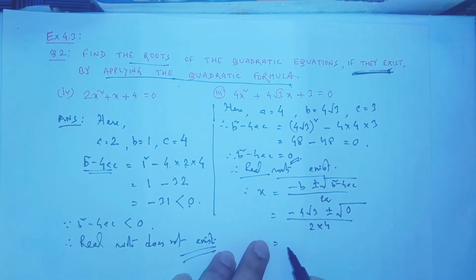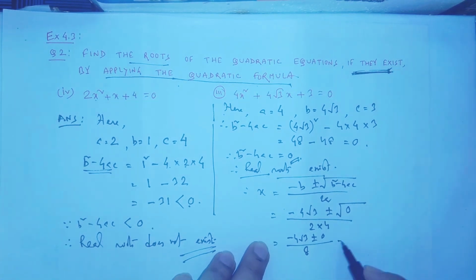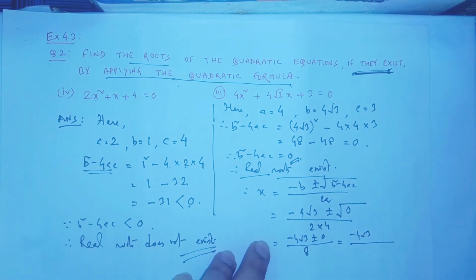So this is equal to minus 4 root 3 plus minus square root of 0, which is 0, divided by 2 fours, which is 8. This is now minus 4 root 3 plus minus 0. Plus or minus before 0 has no meaning, so we have minus 4 root 3 divided by 8. Now cancel it: 4 twos are 8. So we got the value minus root 3 by 2.